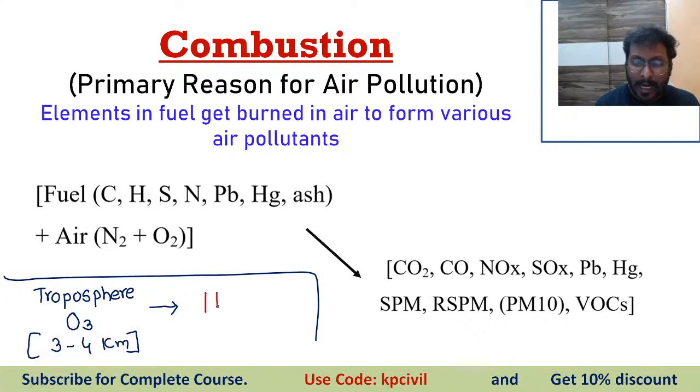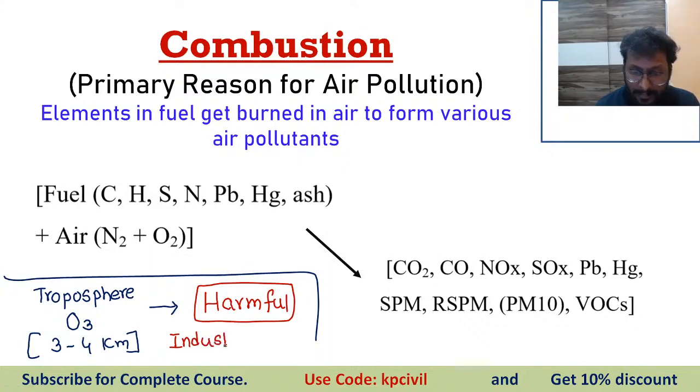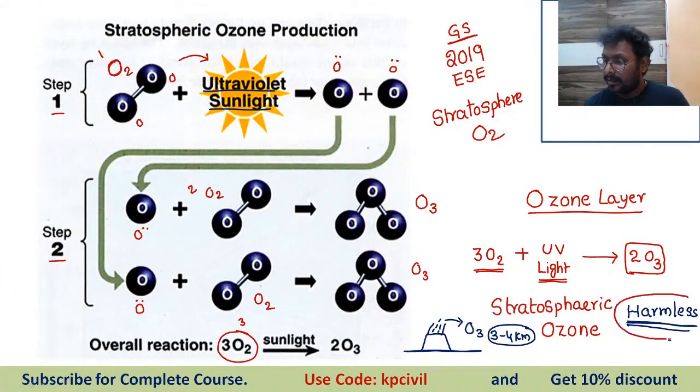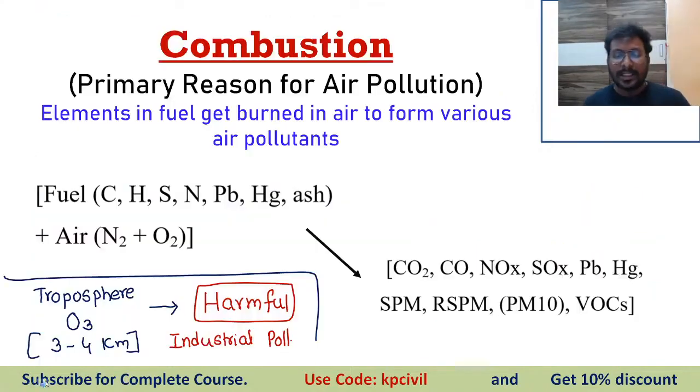What happened? Harmful ozone is generated near human living areas in the troposphere. How? By industrial pollution, as a secondary pollutant. That ozone is more dangerous and harmful. But what about the stratosphere? Clearly we have written that it is harmless. It is not at all concerned with harmfulness. Stratospheric ozone is harmless. Tropospheric ozone is harmful.